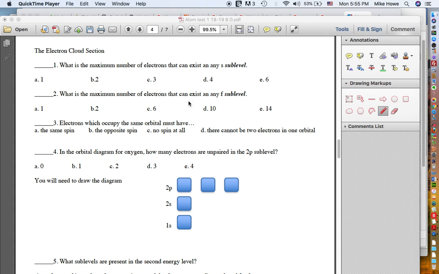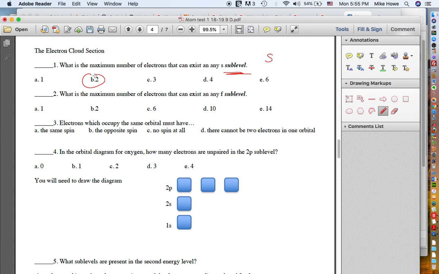This is the electron cloud section. In any S sublevel, remember the S sublevel is the sunny room. So in any S sublevel, there could be 2 electrons because there was only 1 bed.